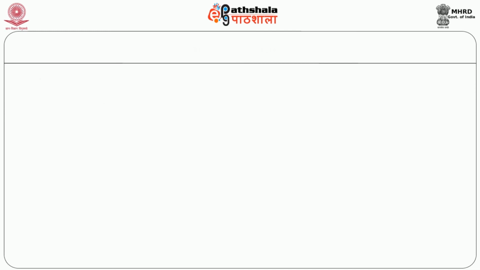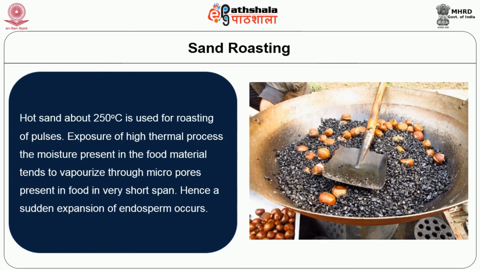There are two types of roasting. The first one is sand roasting. Hot sand at about 250 degrees Celsius is used for roasting of pulses. On exposure to high heat, the moisture present in the food material tends to vaporize through micropores present in the food in a very short span. Hence, a sudden expansion of the endosperm occurs.